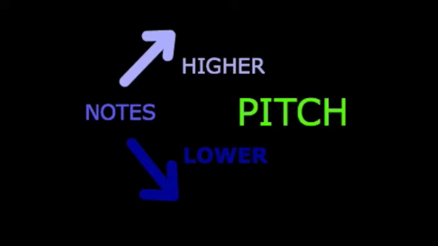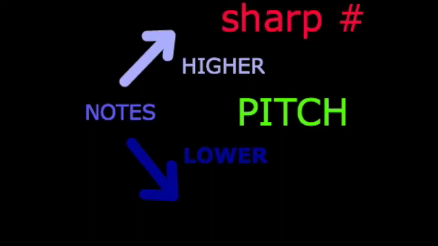When the pitch of a note goes higher, we call it sharp. And we represent that with the symbol that looks like a hashtag or a pound symbol. When the pitch is lowered, it's called flat. And we represent that with a symbol that looks like a lowercase b.